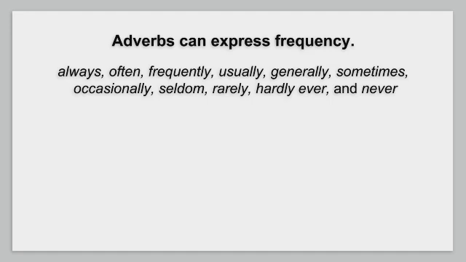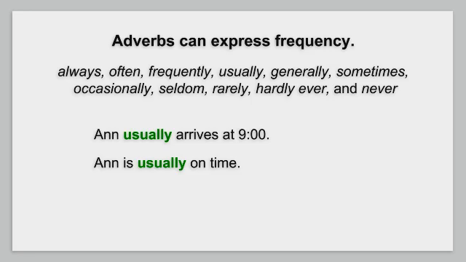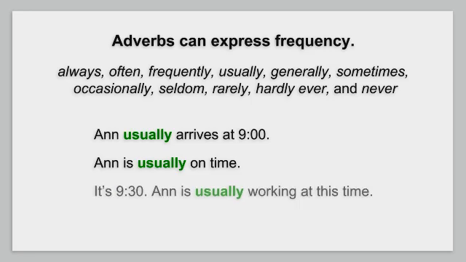Frequency adverbs often occur in the middle of the sentence. They usually occur immediately before the main verb or after the verb be. Anne usually arrives at 9. Anne is usually on time. The adverb comes between a helping verb and a main verb. It's 9:30. Anne is usually working at this time.